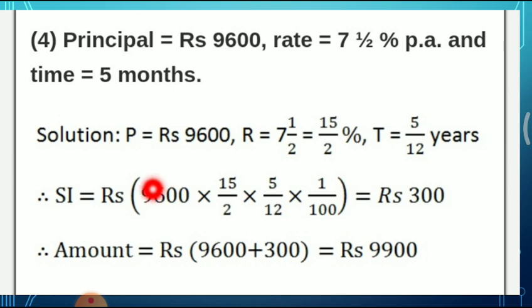Now give the formula of SI. So SI is equal to 9600 multiplied by 15 by 2 multiplied by 5 by 12 multiplied by 1 by 100. Okay. 20 and 20 will cancel here. 12 eights are 96 and 2 fours are 8. Then answer is equal to 15, 5 75s are 75, 75 300. Okay. Then amount is equal to 9600 plus 300 is equal to 9900 is the answer.